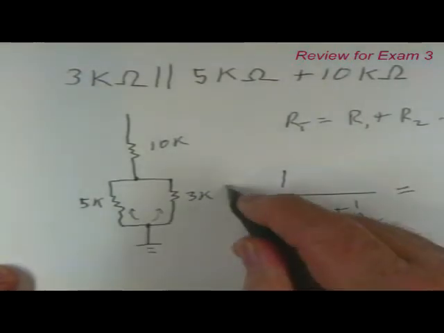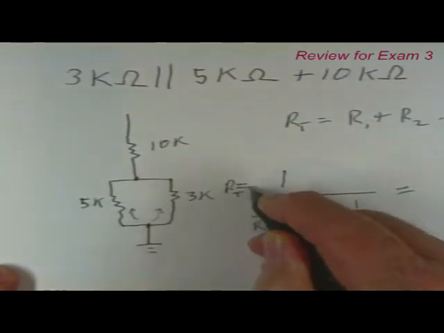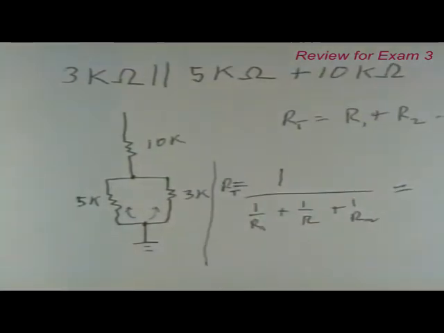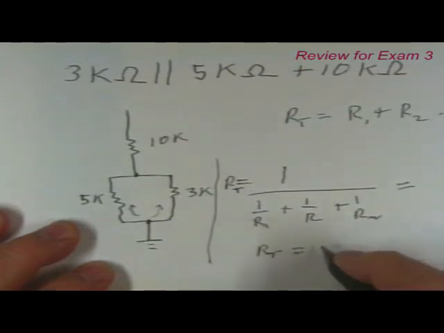Now normally, the convention is to write RT right here. RT equals. Let me divide that a little bit so it's not confused. So this is a formula I would use, but you can also use something called the product over the sum if you only have 2 resistors. Now this is only good for 2 resistors. What do I mean by the product? I mean R1 times R2 over R1 plus R2.